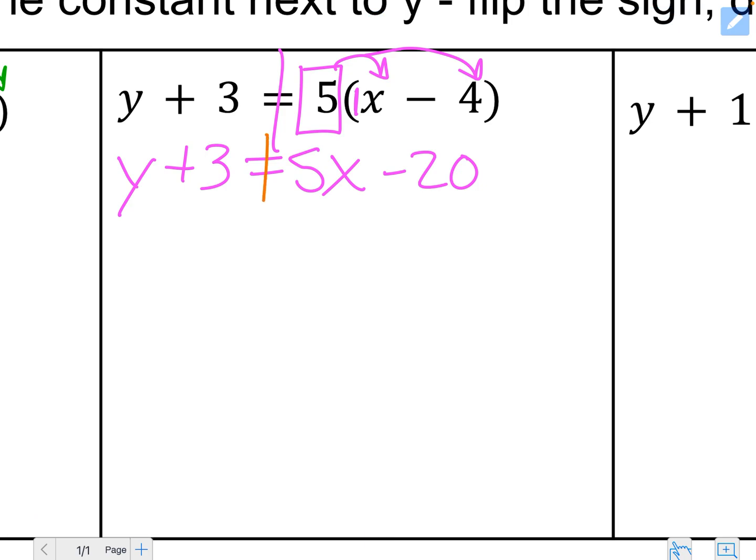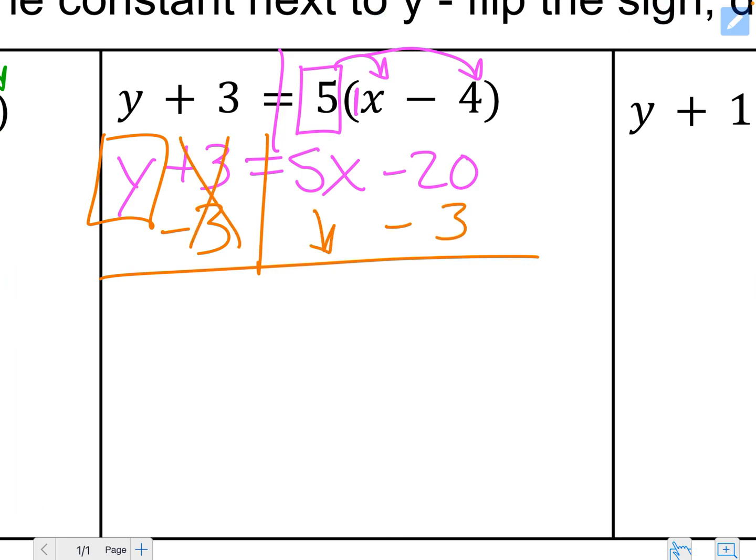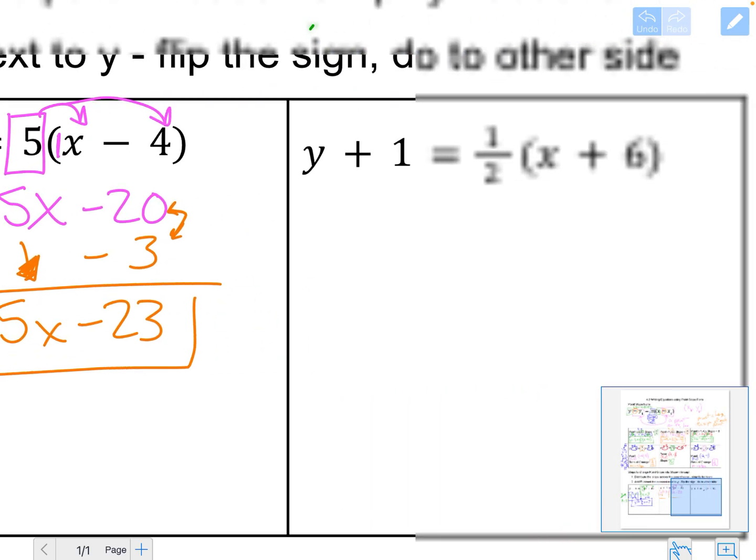On my next step, I need to get the y all by itself, and I need to move everything next to the y to the other side of the equal sign. So I need to flip the sign of my 3. I need to find my other constant, which is -20. I'm going to bring the 5x down, and the 3's cancel. So y equals 5x, and it's a -23, because when I have two negatives, they're going to stay negative, and I need to add them.